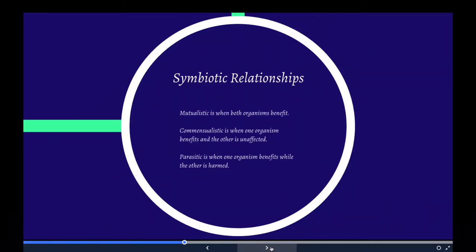The third is parasitic, which is when one organism benefits while the other is harmed. Fleas or ticks that live on dogs and cats are parasites. They are living off the blood of the host animal.